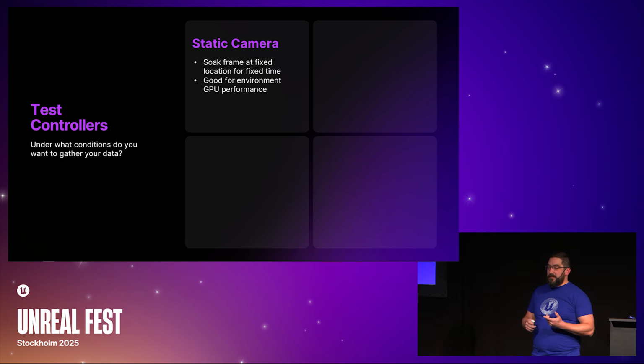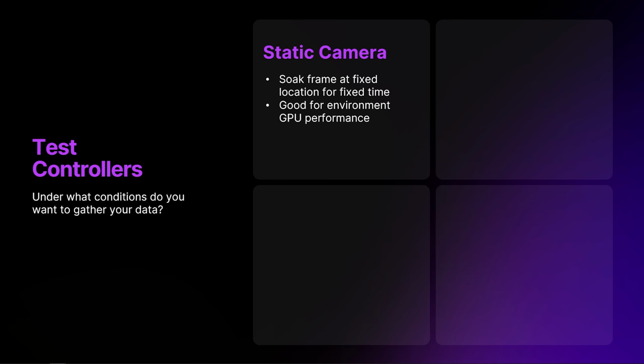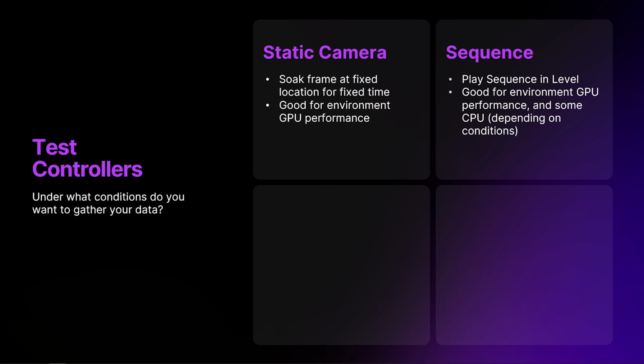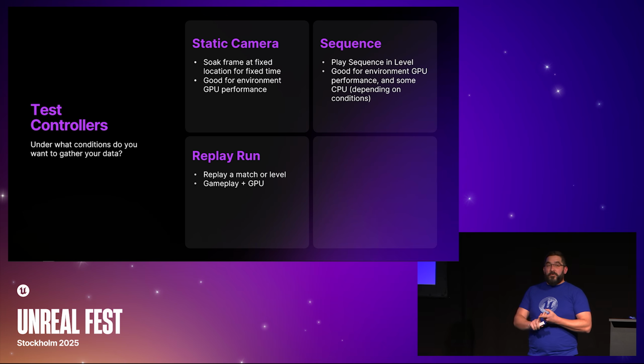So for us, we have static camera, which we go to a different camera in the world. We soak for a fixed amount of time. This is kind of good for GPU performance, and depending on what you're pointing the camera at, could be good for some other things, but I'll leave that up to you. There are sequences, which play a sequence in the level, really good for environment GPU performance, and depending on how you set up your sequence, could be good for CPU. Replay runs are great if you have a network replicated game already, because you can replay a match or a level. This is going to give you some good results for gameplay as well as GPU.